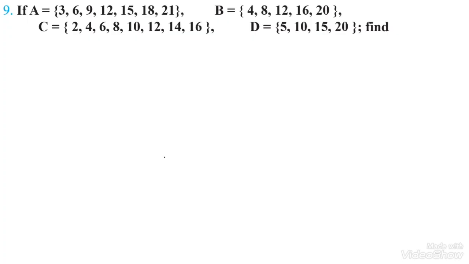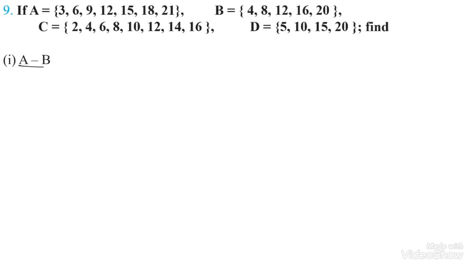Next question. Question number 9. If A be a set containing the elements 3, 6, 9, 12, 15, 18, 21, and B be a set containing the elements 4, 8, 12, 16, 20, and the set C containing the elements 2, 4, 6, 8, 10, 12, 14, 16, and set D containing the elements 5, 10, 15, 20. We have to find the questions one by one.